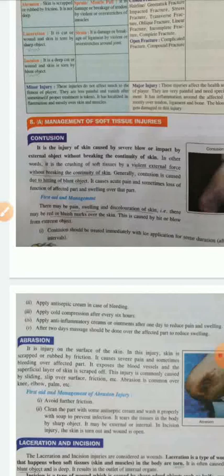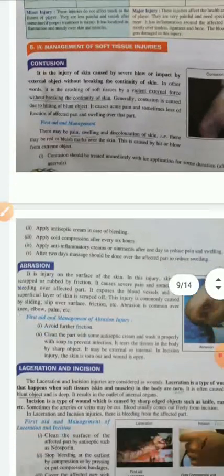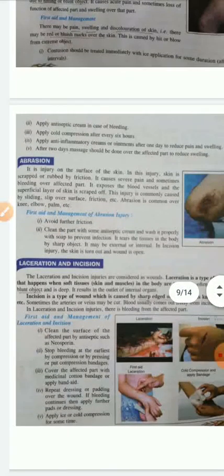Next is abrasion. Abrasion is an injury on the surface of the skin. In this injury, the skin is scraped, or rubbed by friction. It causes severe pain and sometimes bleeding over the affected part.